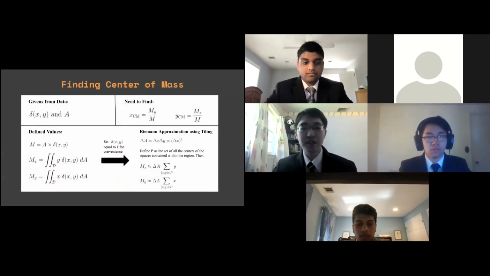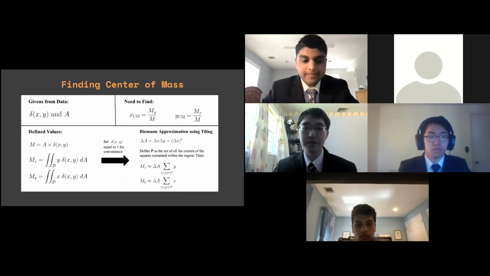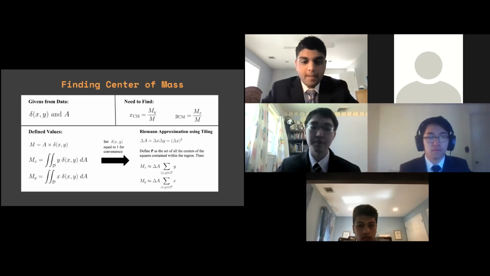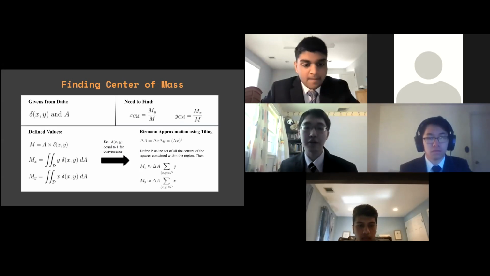So on this screen, we've largely outlined the steps needed to find the center of mass for a given region. As seen in the top right corner, in order to find the actual XY coordinates of the center of mass, we first need to calculate the moments of the region about the X and Y axis, which are represented by Mx and My respectively. In the bottom left, we have the defined double integral expressions for Mx and My. Though the actual regions are not defined by any specific function, we can get a rather accurate approximation using Riemann sums, which is done by plugging in all of the centers of the squares contained in the region, as shown in the bottom right corner.